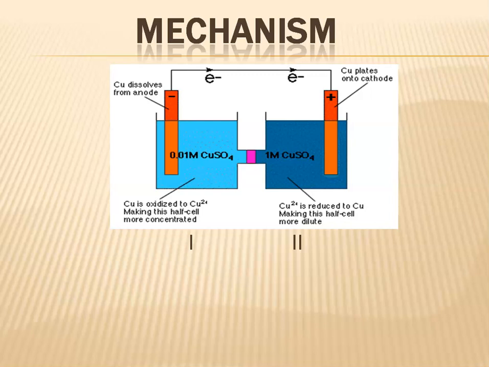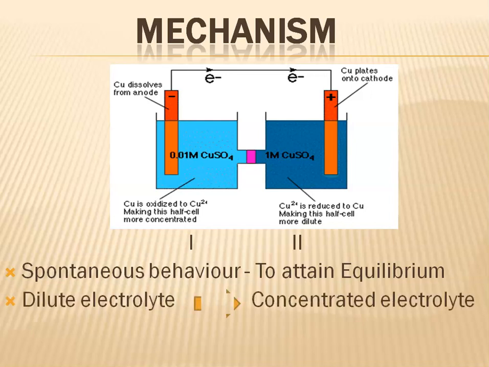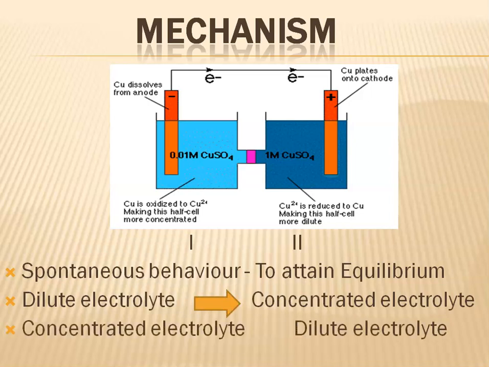How would the system behave if left like that? Spontaneously, the system would behave in a way so that it attains equilibrium. That is, the dilute electrolyte would turn concentrated, while the concentrated electrolyte would turn dilute. Let us see the electrochemical processes which will happen here.